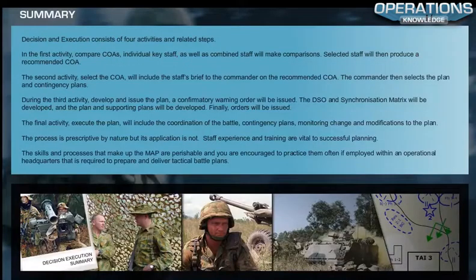During this lesson, you have covered the final step of the MAP, which results in the decision on the course of action to accept. This is followed by the preparation of appropriate orders and the execution of the resulting plan. The process is prescriptive by nature, but its application is not. Staff experience and training are vital to successful planning. The skills and processes that make up the MAP are perishable, and you are encouraged to practice them often if employed within an operational headquarters that is required to prepare and deliver tactical plans.